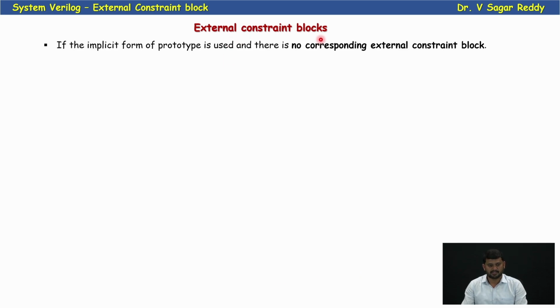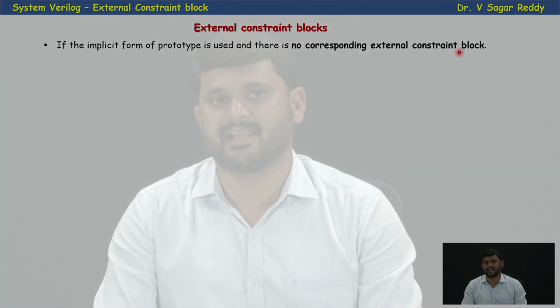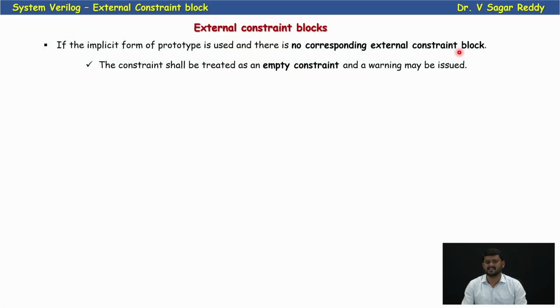External constraint blocks. If the implicit form of prototype is used, there is no corresponding external constraint block. So we have two types of constraint blocks: one is implicit, the second one is explicit. In case of implicit form, there is no need for an external constraint block defined outside the class. In that case, the constraint shall be treated as an empty constraint, and a warning may be issued.